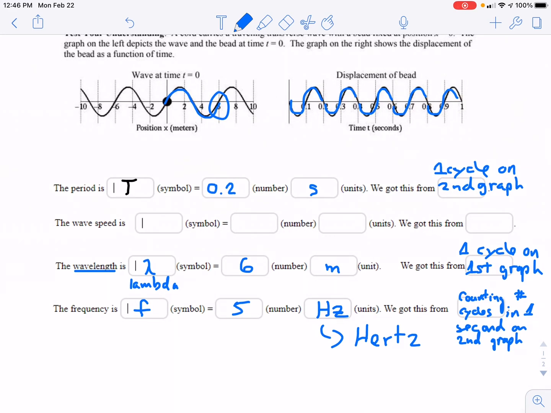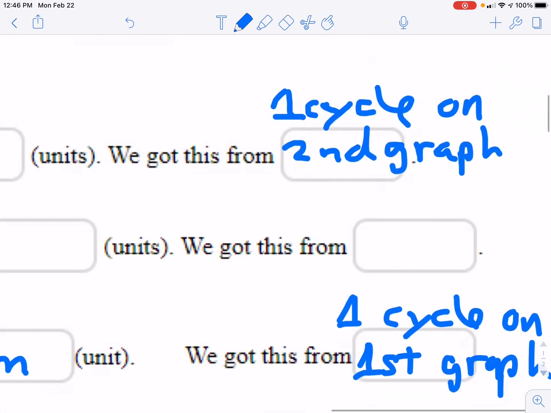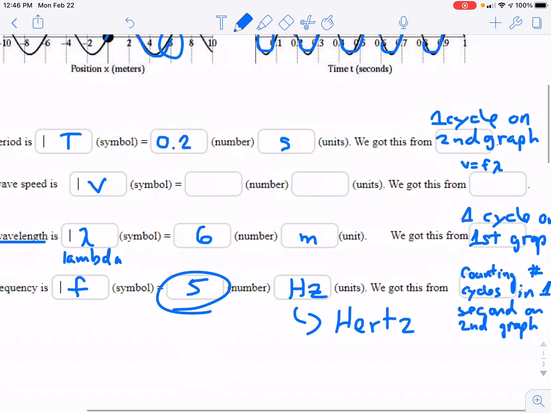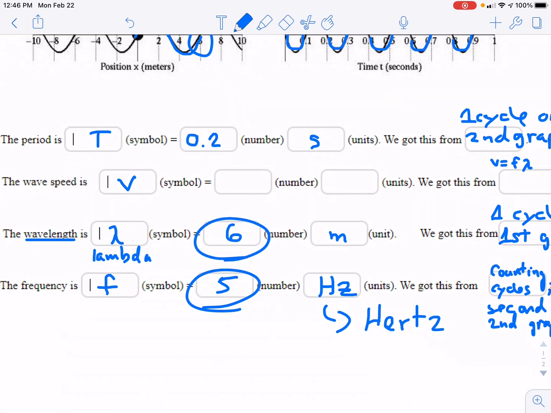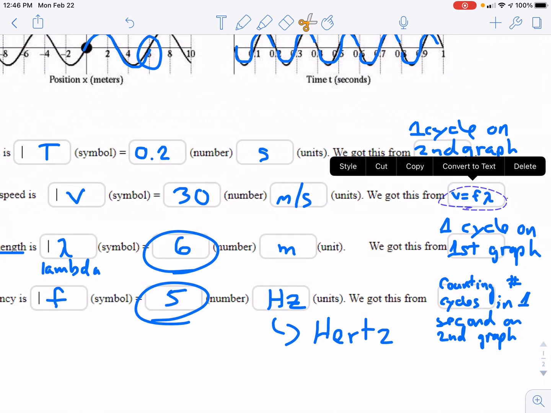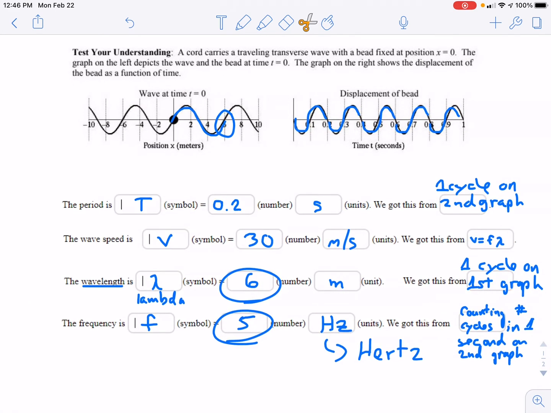Lastly, we get to wave speed. Well, the symbol for that's going to be a V. The wave speed is found, and I'm going to jump all the way over to here. The wave speed is found by going frequency times wavelength. So if we take our frequency, 5 hertz, times our wavelength, 6 meters, we get 30 meters per second. And that is how we find wavelength, frequency, period, and wave speed from a wave graph.